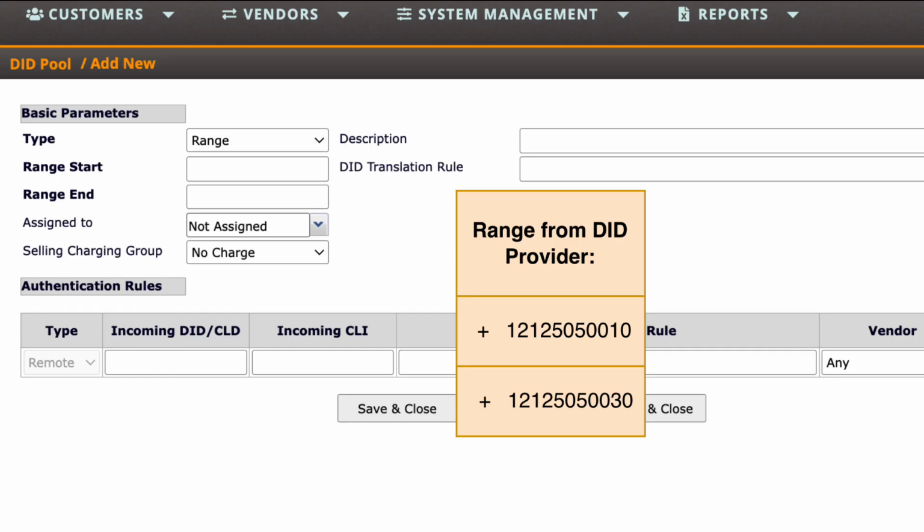Another example, for a simplified DID range, such as 10 to 30, we can use a translation rule to add +121250500 to each number, making the incoming DID CLD range match the DID provider's CLD exactly. Using translation rules this way ensures that all incoming calls from DID providers are authenticated reliably and consistently. This concludes our lesson on incoming DID CLD translation rules.